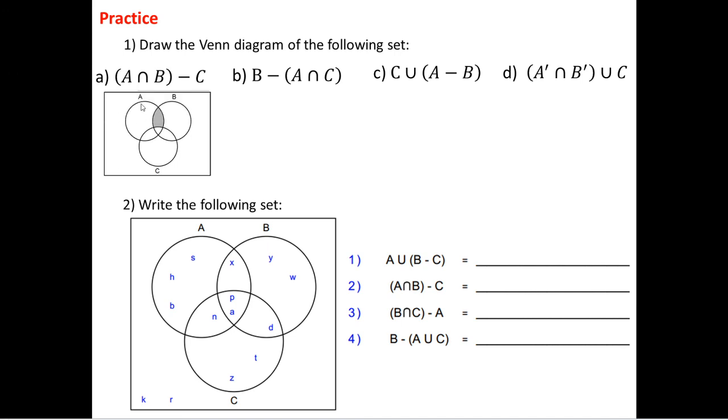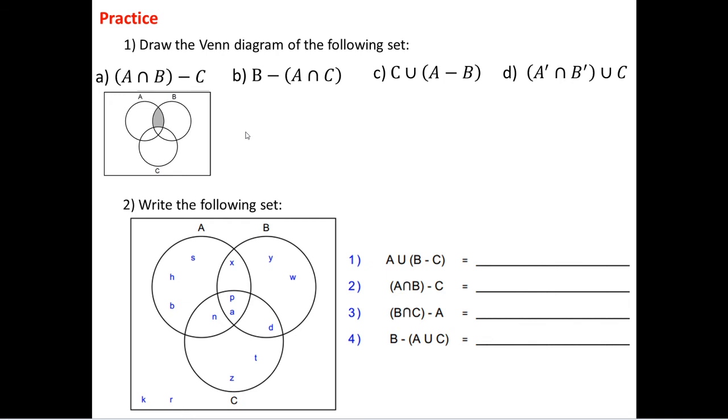We have two sets A and B with a common part. We shade their common part, or intersection, but we erase the area where they intersect C, because that is minus C. So minus, or remove, everything that is part of set C. So this is our answer for letter A.